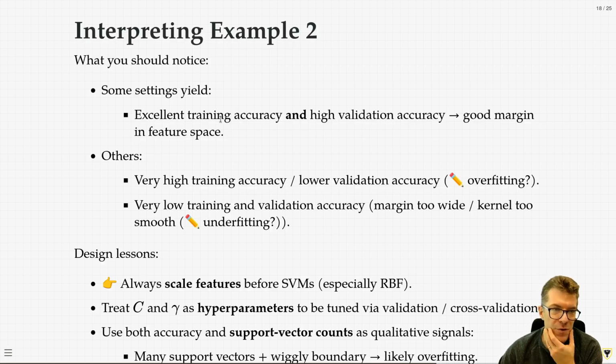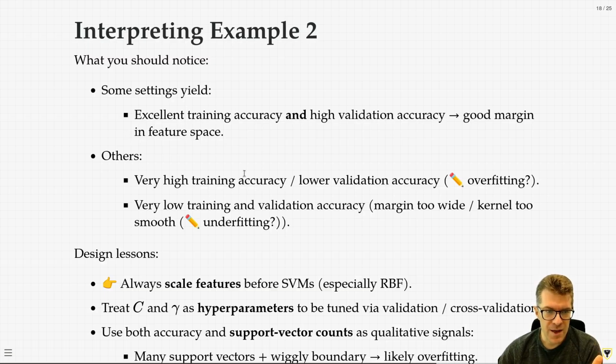So you can notice a few things, mostly from the table we saw a moment ago. We have excellent training accuracy and high validation accuracy across all of the examples we've found, all of the settings of C and gamma. This means we have a generally good margin in feature space, so everything's looking pretty good.